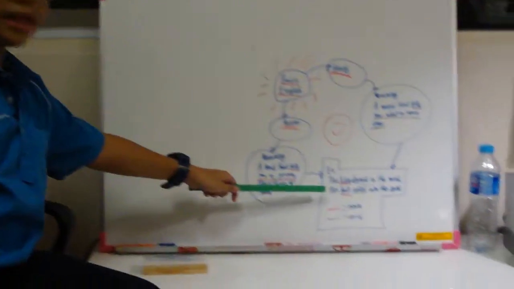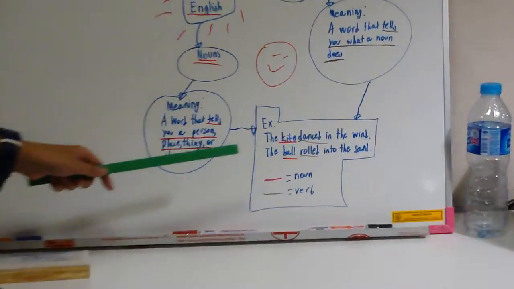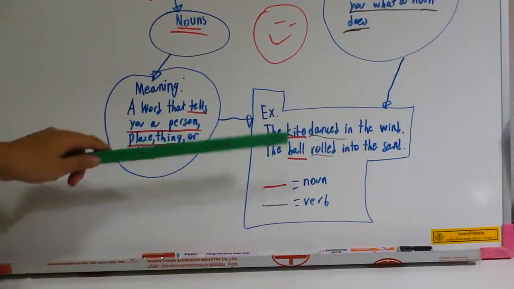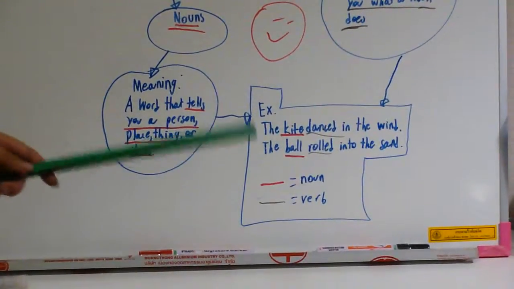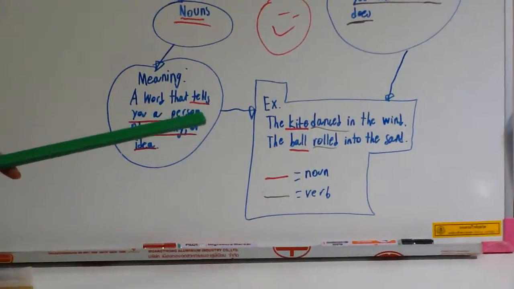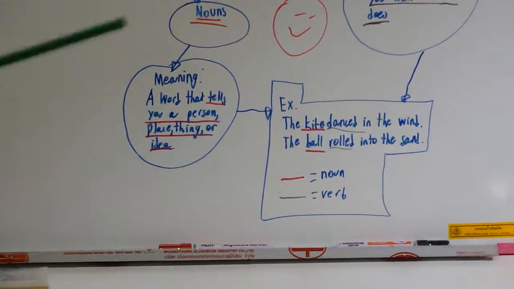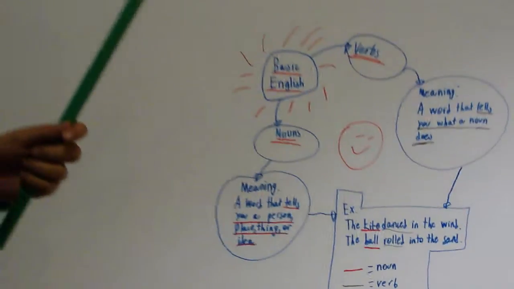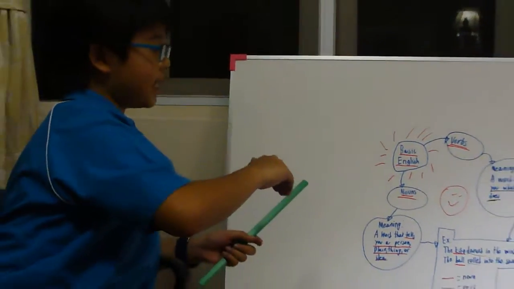And in this example, the ball rolled into the sand. The ball. Ball is the noun. It is an object. It is a thing. And rolled into the sand. Rolled is the verb. The ball rolled into the sand.